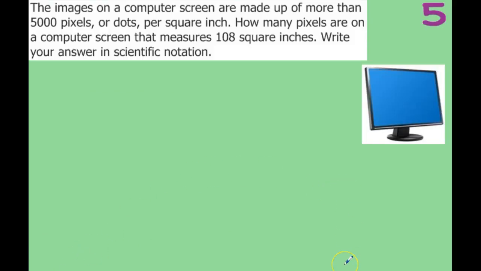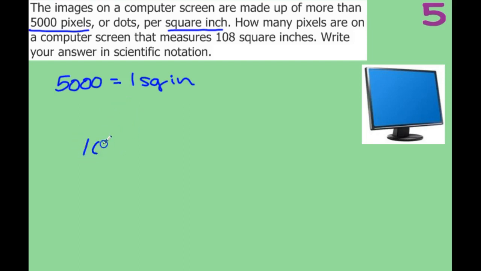Alright, next it says the images on a computer screen are made up of more than 5,000 pixels or dots per square inch. How many pixels are on the computer screen that measures 108 square inches? Write your answer in scientific notation. So, 5,000 pixels per square inch. So I'm just going to write that down here. 5,000 for 1 square inch. How many pixels are on a computer screen that measures 108 square inches?